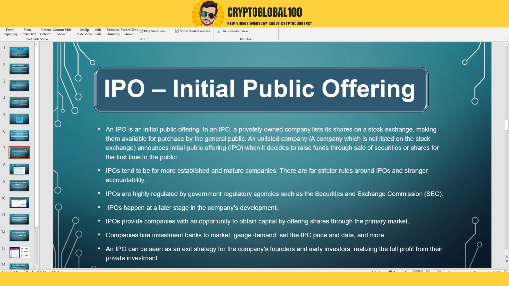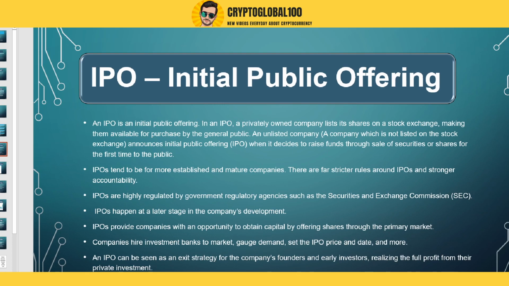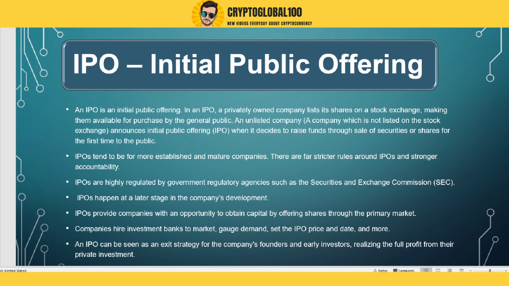So moving on, what is IPO? Initial public offering. Now let's take a look here. You can take a screenshot of it as well. In an IPO, a privately owned company lists its shares on the stock exchange, making them available for purchase by the general public. So the company already is established and it wants to go to the public. So they want to sell their shares in the form of stocks or whatever it is.